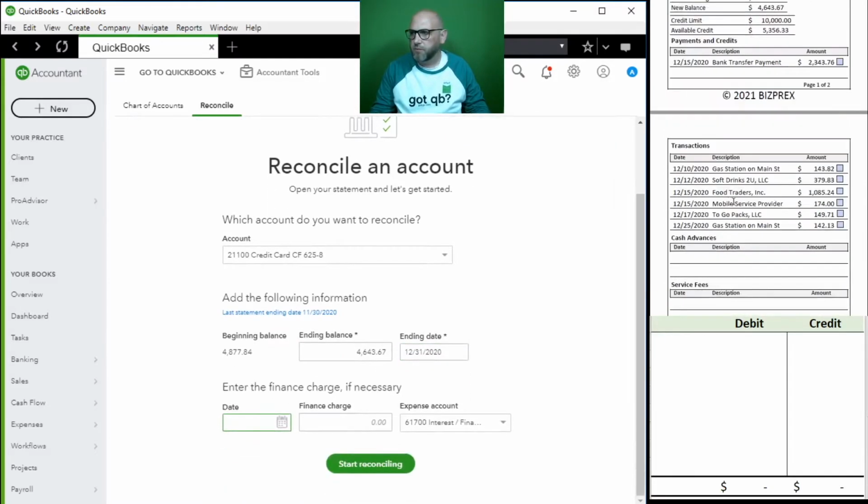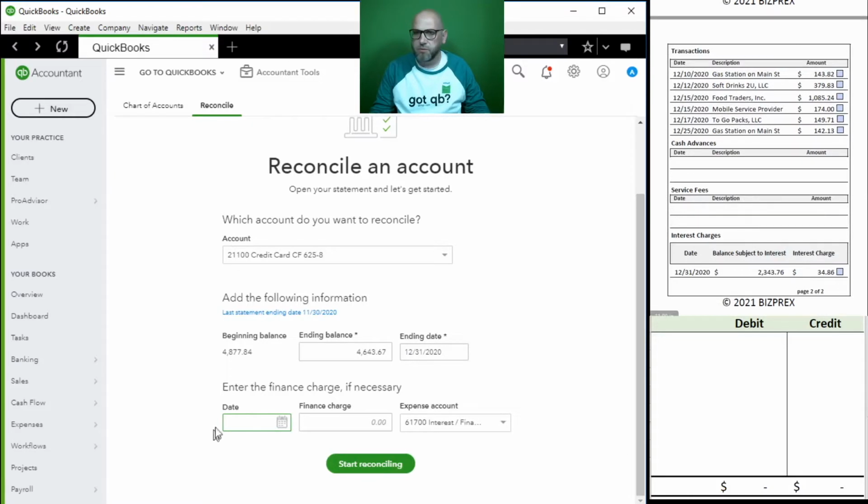Okay, what do we have? Do we have finance charges? Yes, we do. Let's go ahead and book those. Alright, 3486 interest. So again, once we move forward in complete reconciliation, right, this amount will be booked. We need to know what it is that we're booking.